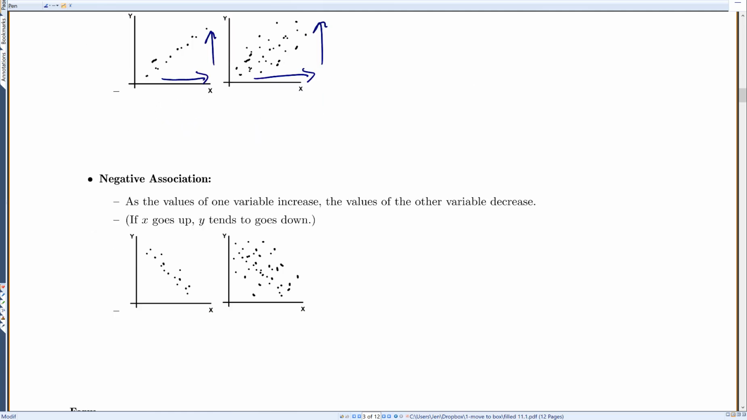Negative association means as the values of one variable increase, the values of the other variable decrease. So as x goes up, y is actually going down. X goes up, y goes down. Or if you were to draw a line in there, your line would have a negative slope. Sometimes that's an easier way for me to remember it since I have that math background.